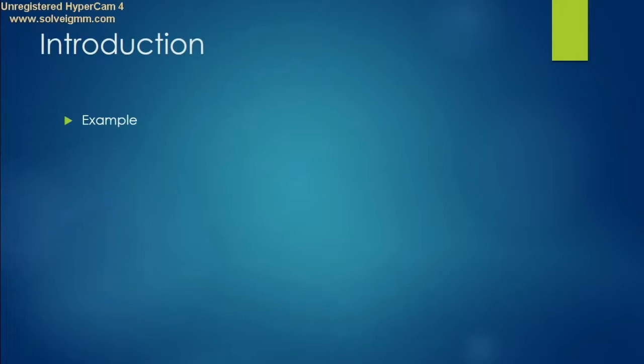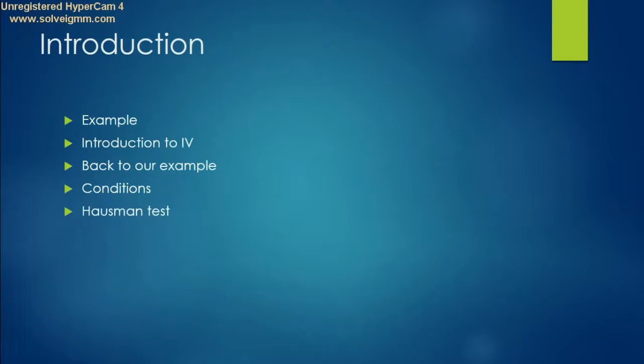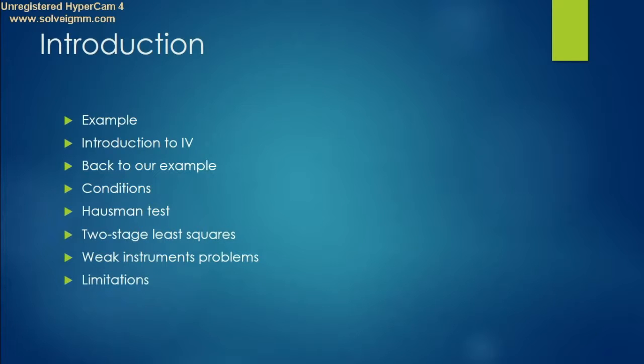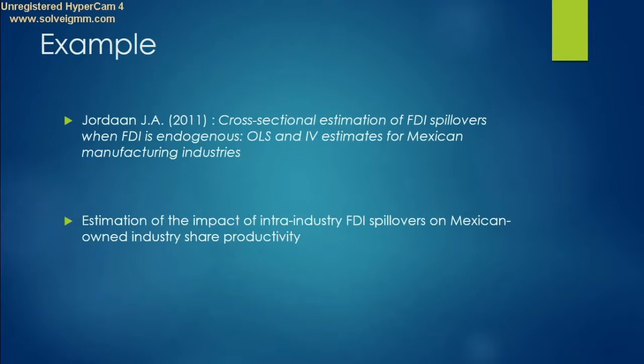Concerning the content of the presentation, I am going to begin with an example in international finance. Afterwards, I am going to introduce the IV technique from a theoretical point of view. I will make comparison with the paper I chose and then go into details, talking about the conditions of a good IV, the Hausman test to measure endogeneity, and the two-stage least squares estimation method. I will then talk about the weak instruments problem, which is a key issue using IVs, and I will finish with the limitations of the IV technique.